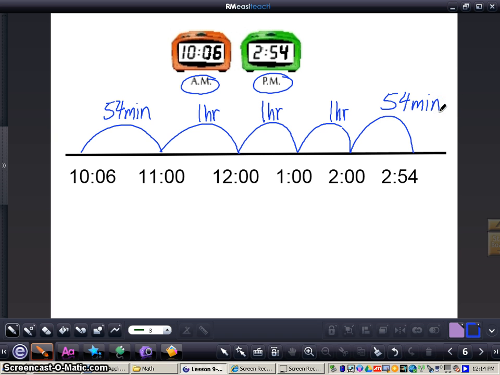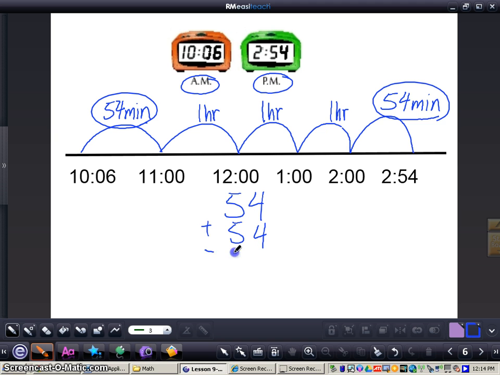Okay, now that I have all of my intervals set and figured out, I'm going to add my minutes together, 54 and 54. Figure out what that means in hours and minutes. So 54 and 54 is 108. 108 total minutes. I'm going to subtract 60 from that. So I have 48 minutes left over. So we could say that 54 minutes plus 54 minutes is 1 hour, 48 minutes.